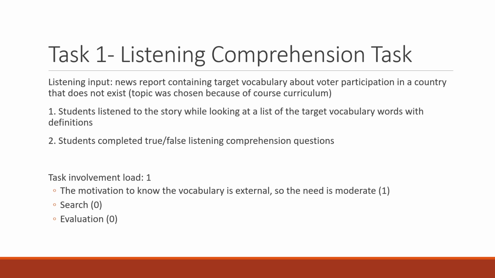So the task involvement load for this activity is 1. The motivation to know the vocabulary is external. They just need to know it for the task. So the need is moderate, so it gets a score of 1. There's no searching because the definitions are provided for them, so the search is 0. And there's no evaluation. They don't need to compare meanings of the word or compare the words. So the evaluation is 0. So this is the lowest level of involvement.